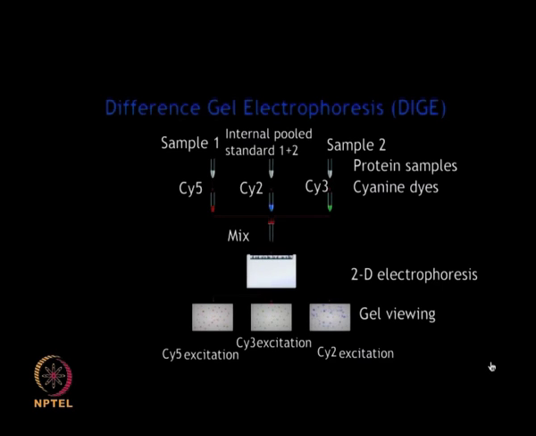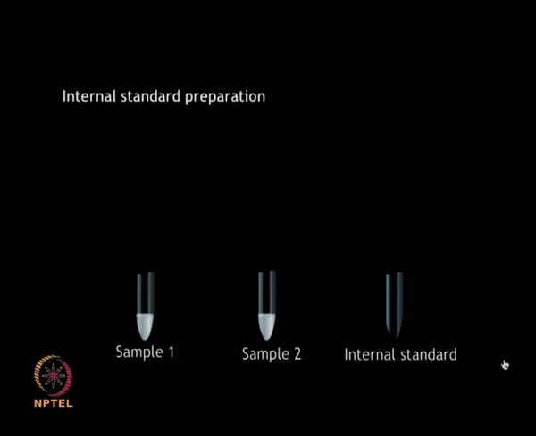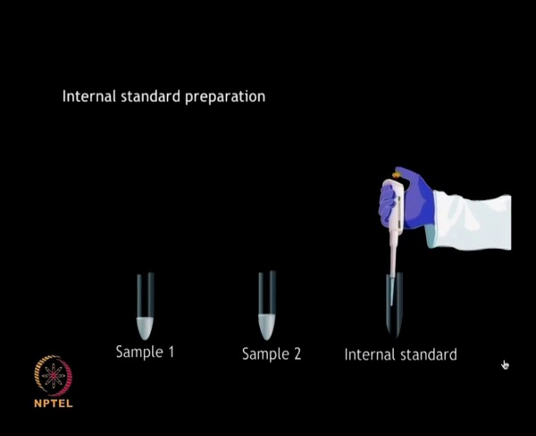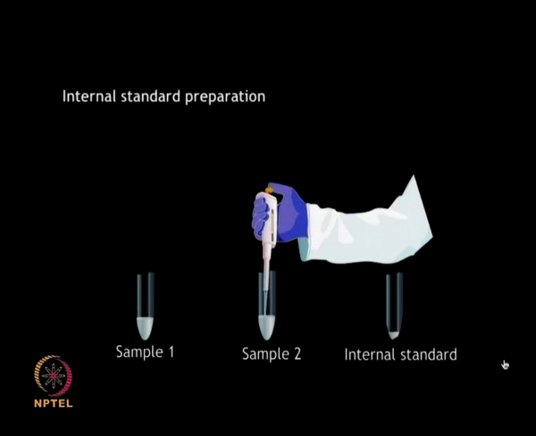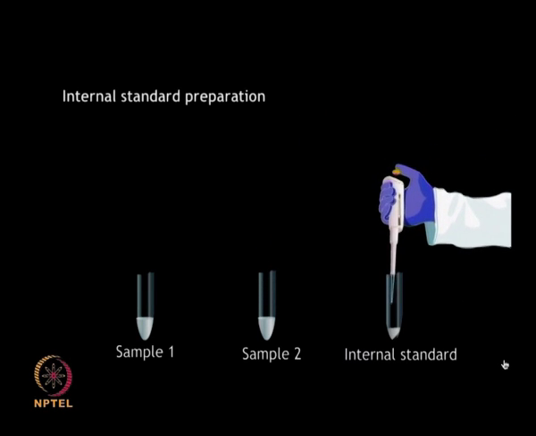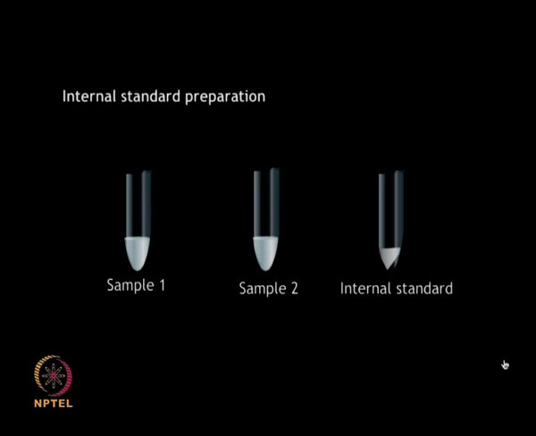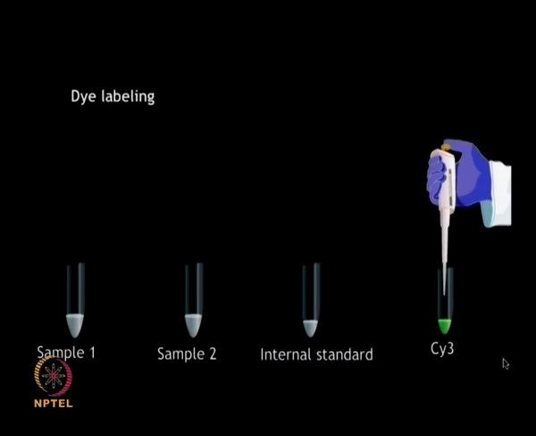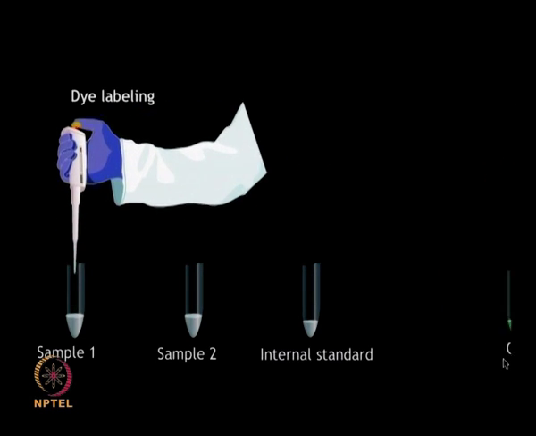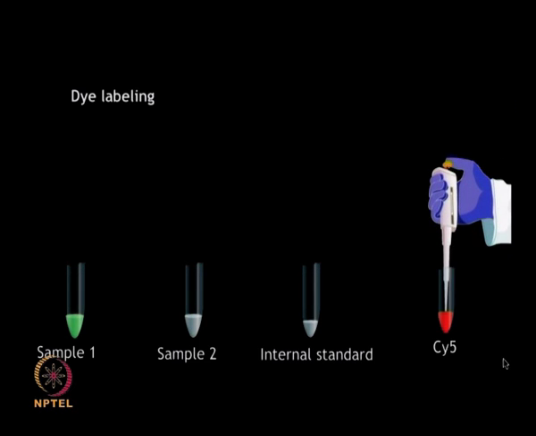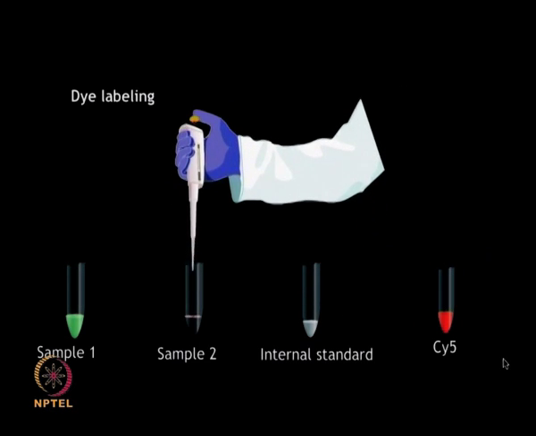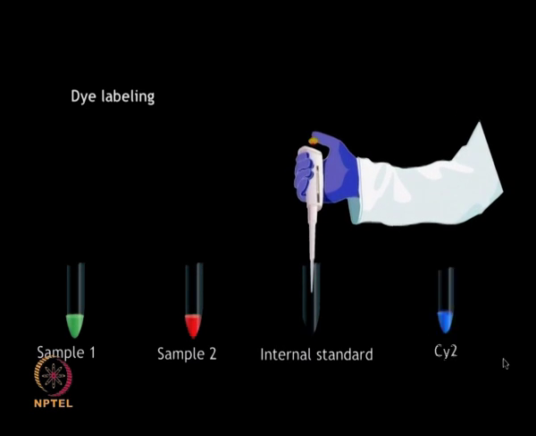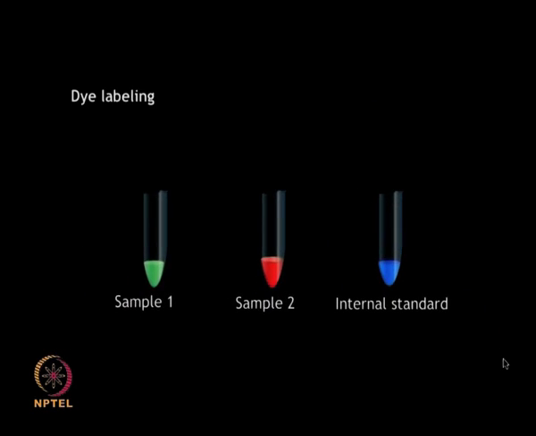Difference gel electrophoresis, DIGE. The pooled internal standard for DIGE is prepared by mixing equal amounts of all the samples that are being run in a given experiment. The internal standard prevents the problem of gel-to-gel variations. Now, let us talk about dye labeling. Each protein sample as well as the internal standard is labeled with a differently fluorescing cyanine dye, which allows all protein samples to be simultaneously run on a single gel.